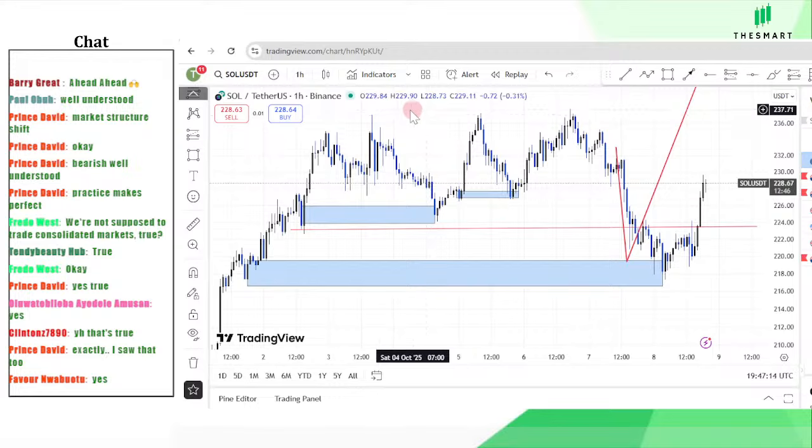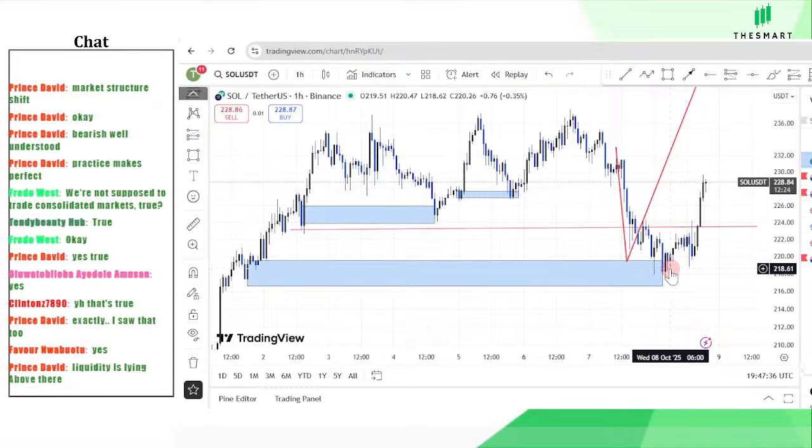You have a break of structure here. There's a zone here, right? There was also a zone here that price tapped into. Why didn't I trade from any of these zones? Why this zone? All of those things will be given out in this class. Liquidity is resting. That's it, Prince David, you're able to understand the concept.